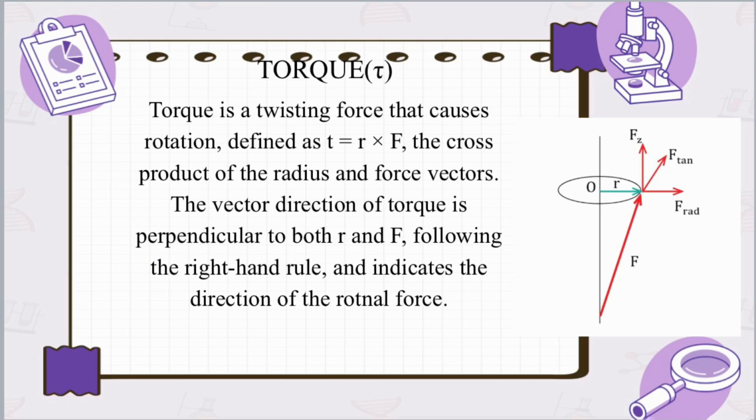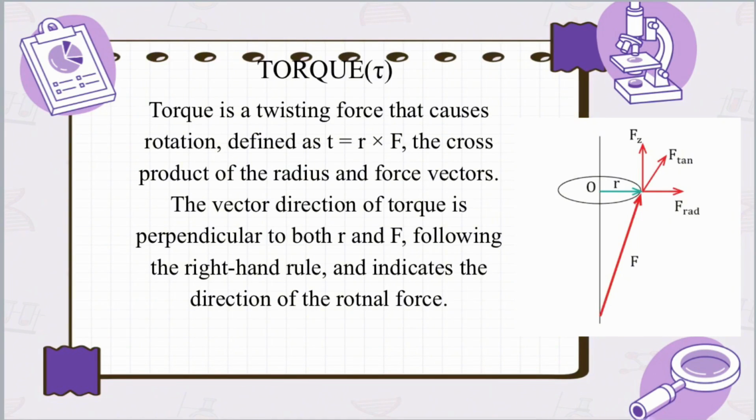Torque. Torque is a twisting force that causes rotation, defined as tau equals r times F, the cross product of the radius and force vectors. The vector direction of torque is perpendicular to both r and F, following the right-hand rule and indicates the direction of the rotational force. So torque is a force that causes something to rotate.